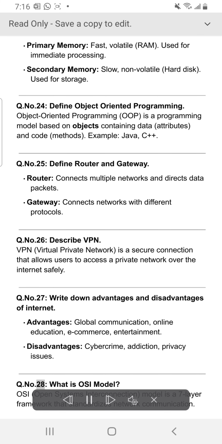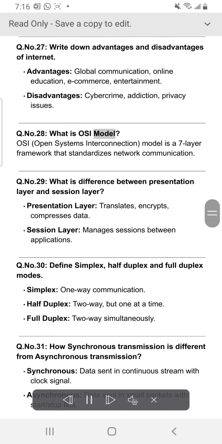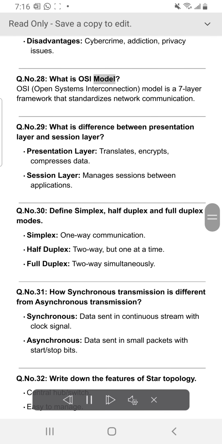Number 28, what is OSI model? OSI, Open Systems Interconnection, model is a 7-layer framework that standardizes network communication. Number 29, what is difference between presentation layer and session layer? Presentation layer translates, encrypts, compresses data. Session layer manages sessions between applications.